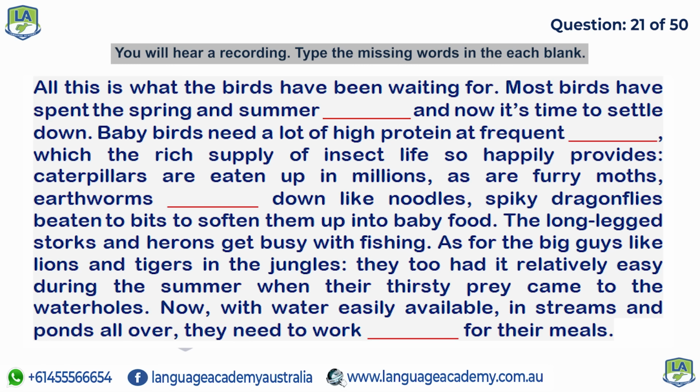All this is what the birds have been waiting for. Most birds have spent the spring and summer courting, and now it's time to settle down. Baby birds need a lot of high protein at frequent intervals, which the rich supply of insect life so happily provides. Caterpillars are eaten up in millions, as are furry moths, earthworms slurped down like noodles, spiky dragonflies beaten to bits to soften them up into baby food. The long-legged storks and herons get busy with fishing.